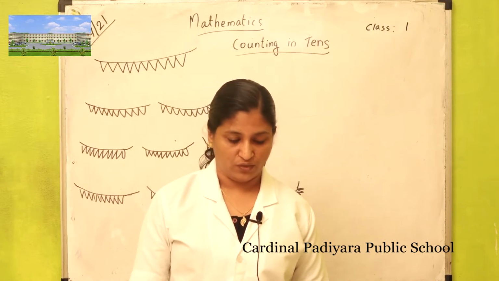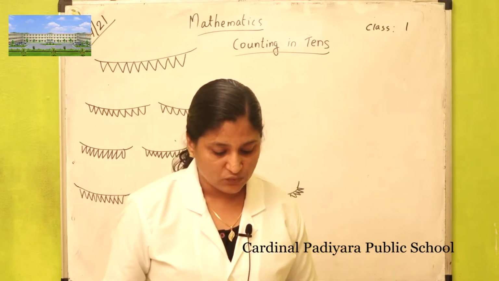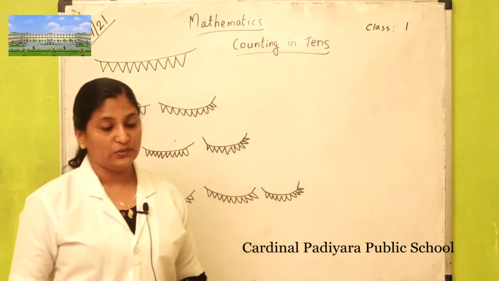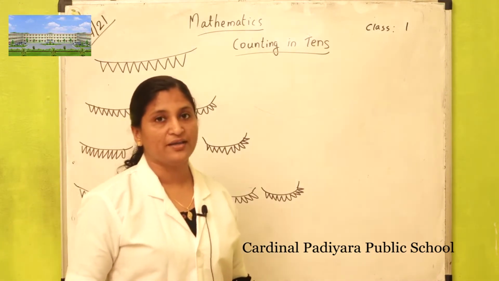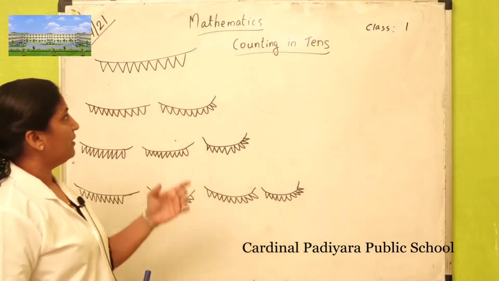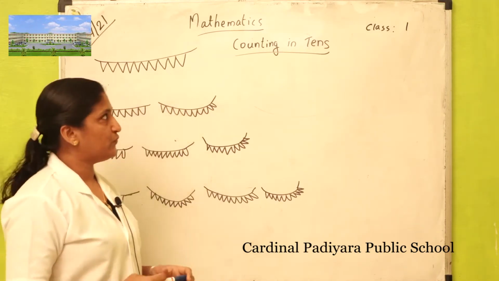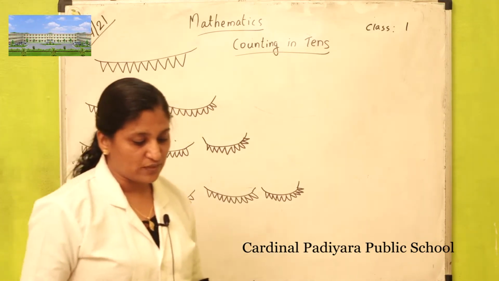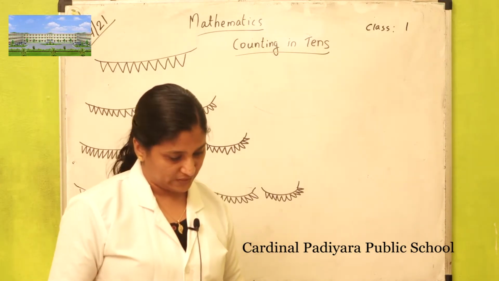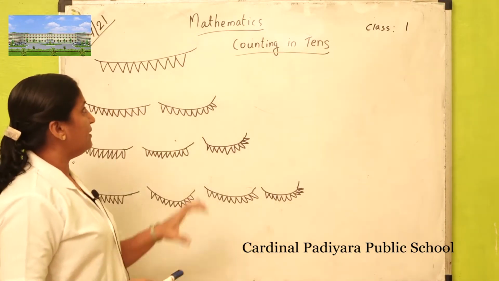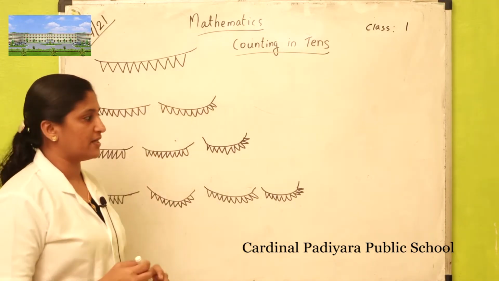Take page number 14. Buntings are used to decorate a tent at the fair. Each bunting has 10 triangles. Look at this bunting. These are buntings. Bunting means a decorative flag. These buntings are used to decorate a tent at the fair. Each bunting has 10 triangles.